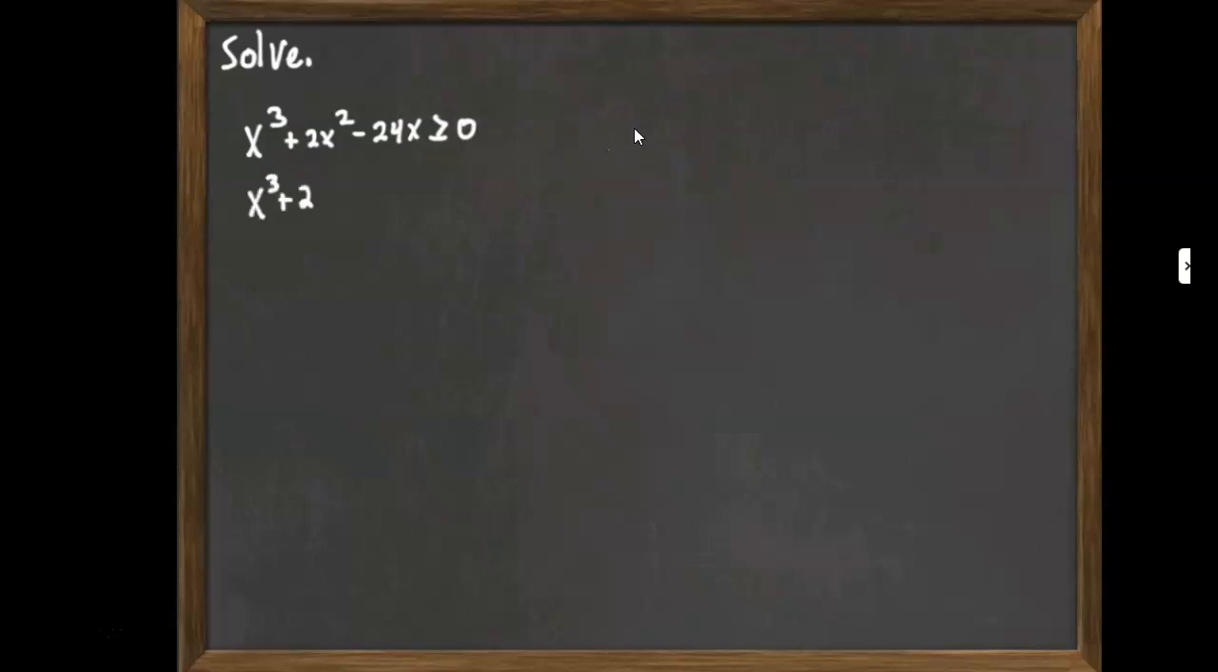And then for polynomials, we set it equal to 0. Figure out what values make it 0. So here we have the equation x cubed plus 2x squared minus 24x equals 0. And so we can pull out an x as a factor. Now when we do that, we're going to be left with an x squared plus 2x minus 24.